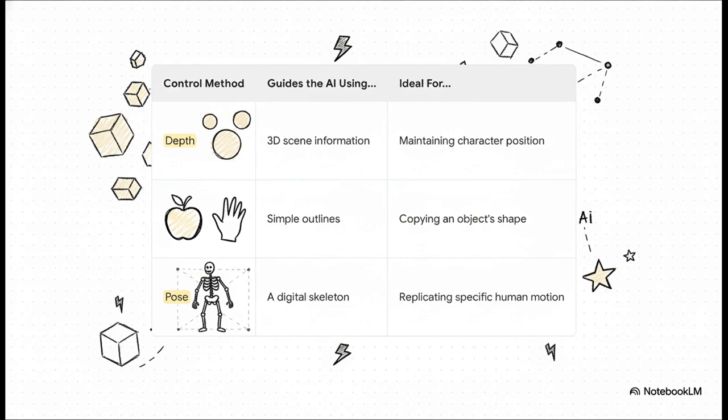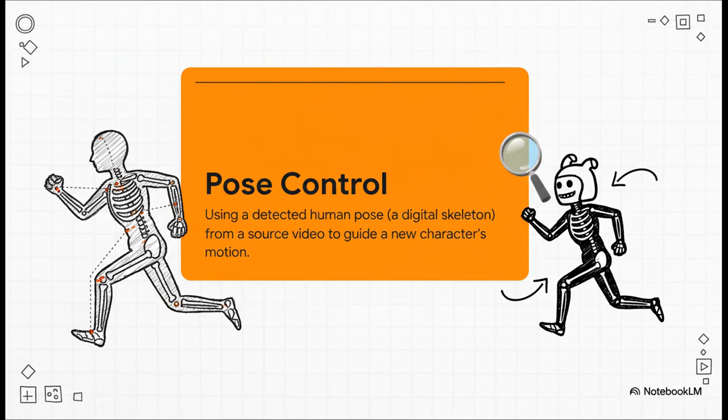You can use depth to control the 3D space of the scene, which is great for keeping characters from sort of floating around. You can use Canny, which is basically a simple line drawing to copy an object's exact shape, or, and this is my favorite, you can use pose to make your new character perfectly copy the movements of a person from a completely different video.